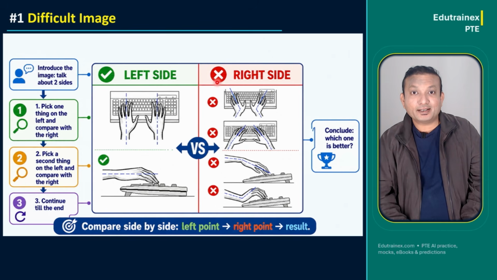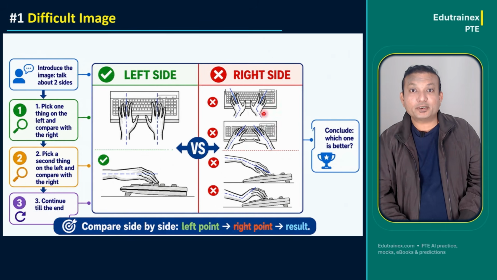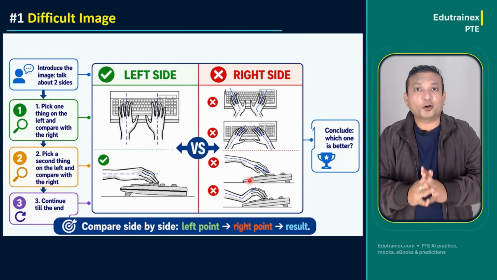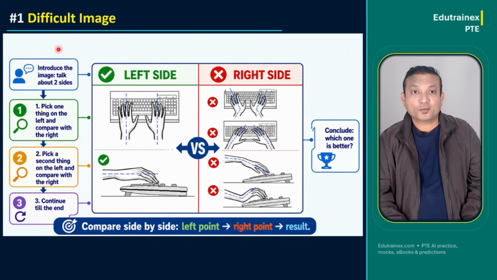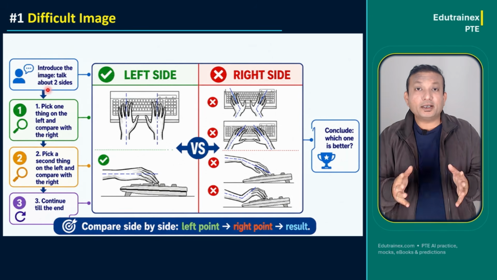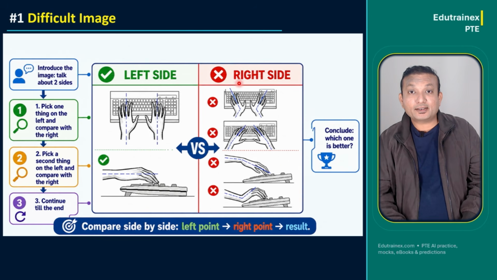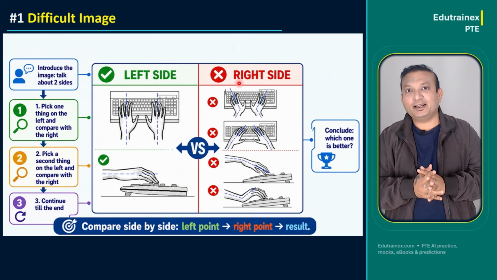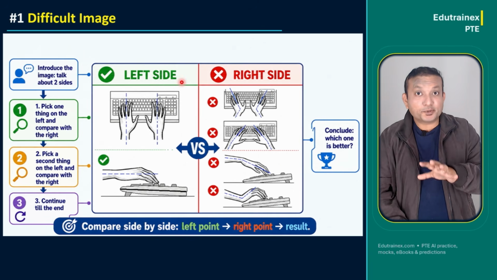So this is indicating wrong, a cross mark. So this is not a good style of typing. Once again, these are top views and these are side views. So this is what we need to break. How we tackle this type of difficult question is step number 1, introduce the image, talk about the two sides. It can be very simple. The image represents the left side and the right side, which shows the correct and incorrect positions or postures of writing or typing. That becomes your introduction.